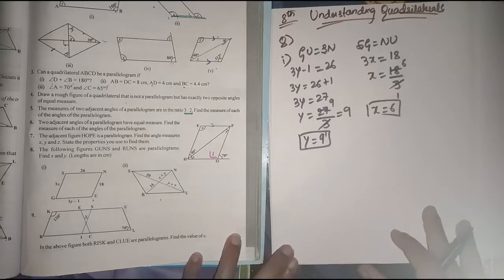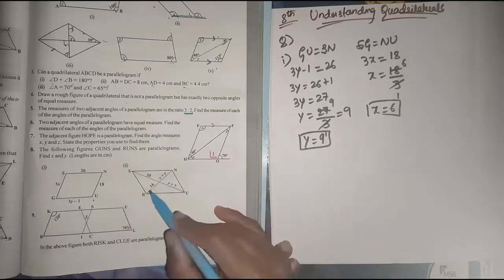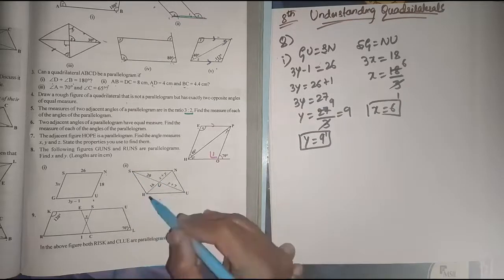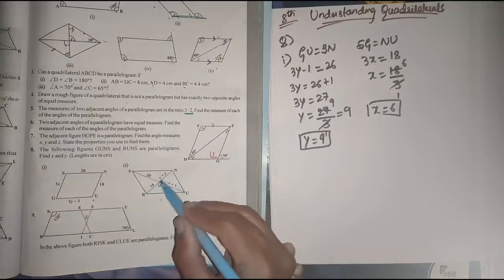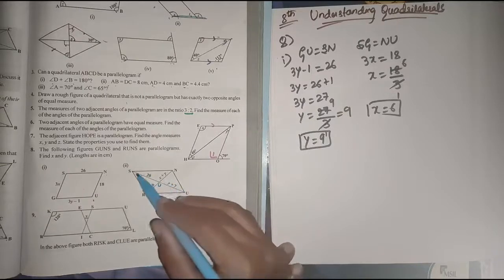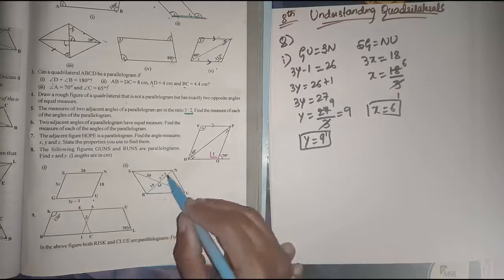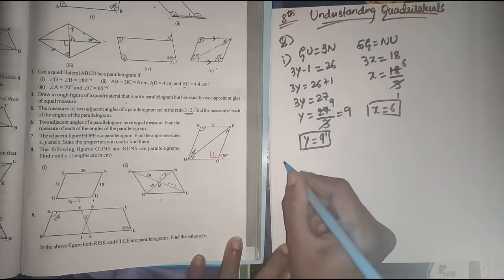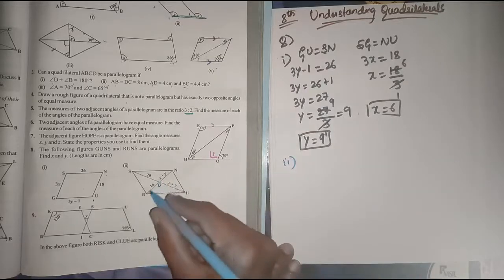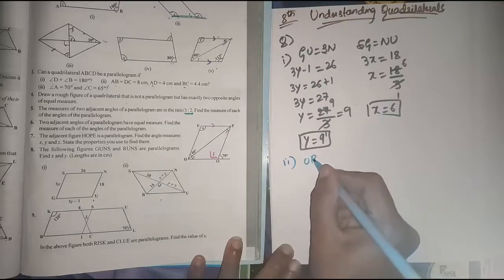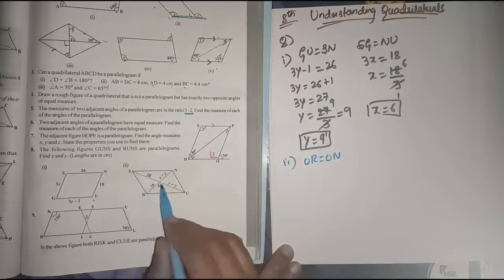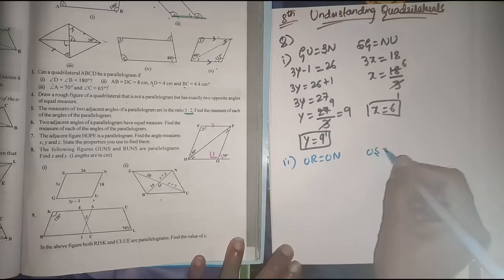Then in the second question, we know the diagonals bisect. If you consider this point as O, bisect means the two diagonals divide each other into two equal parts, that is OR is equal to ON. So in the second question, OR equals ON, and then OS equals OU.